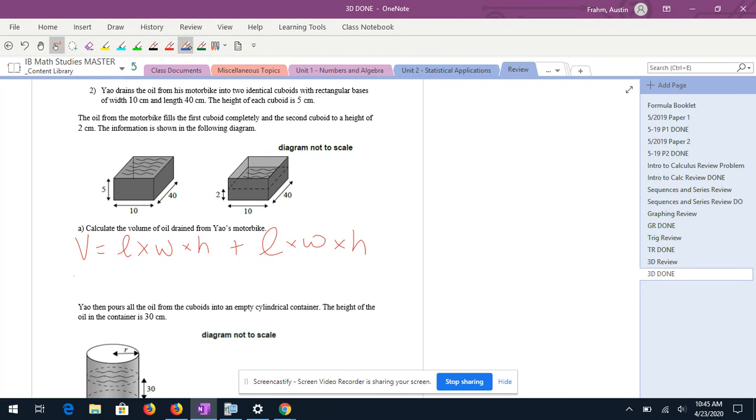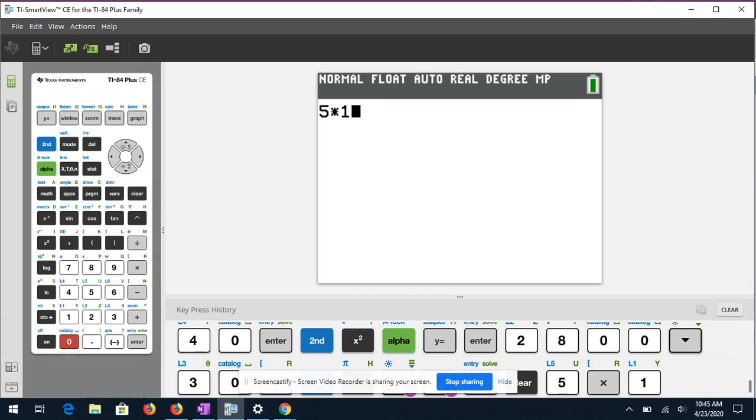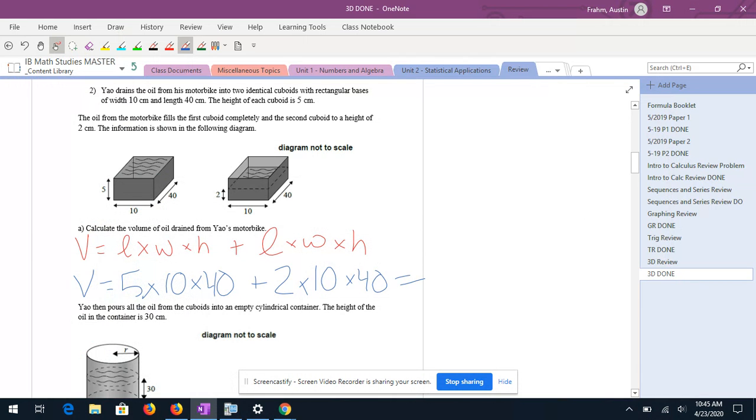So the first one fills up completely. So it would be 5 times 10 times 40. The second one, since it only fills it to a height of 2 centimeters, would just be 2 times 10 times 40. So we can calculate that out. And it comes out to be a total of 2,800 centimeters cubed of oil.